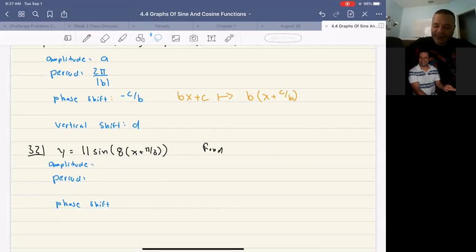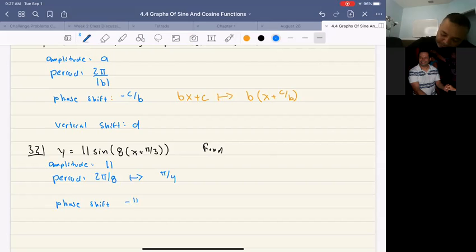So the amplitude is, again, what's multiplying on the sine. So that's just 11. Period. The period is 2 pi divided by 8, which reduces to pi over 4. And the phase shift here, let me rewrite it. The phase shift here is negative pi over 3. Okay, that's it.